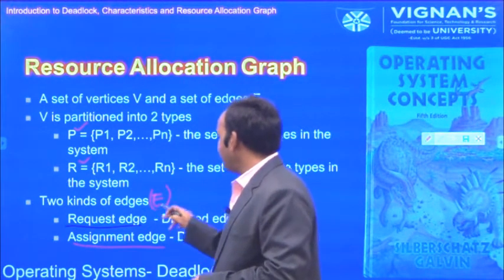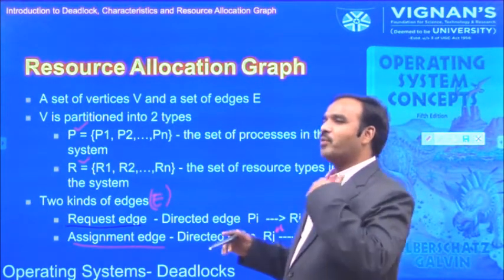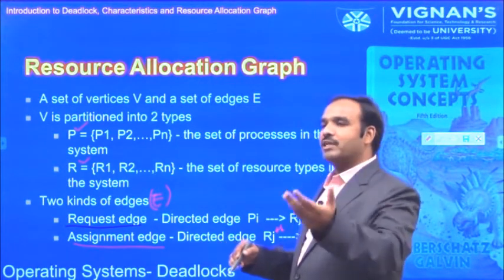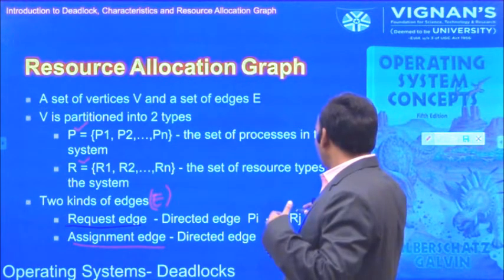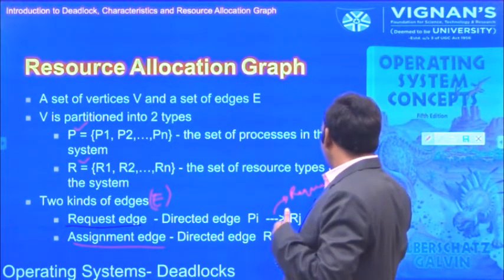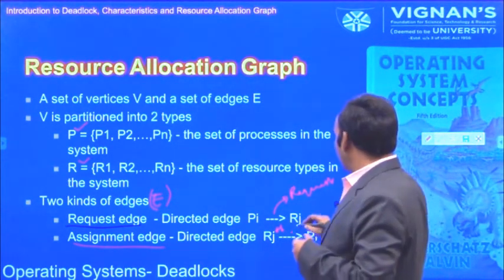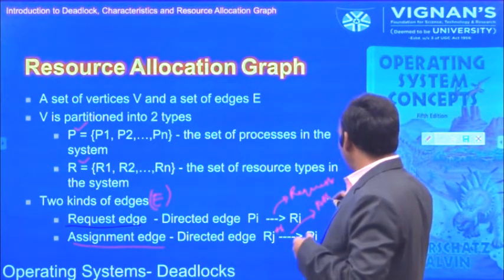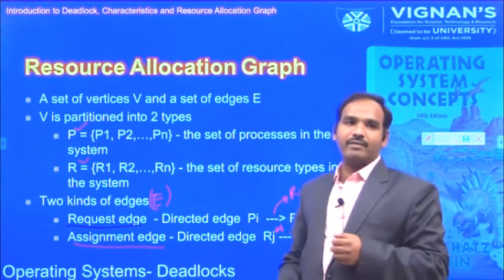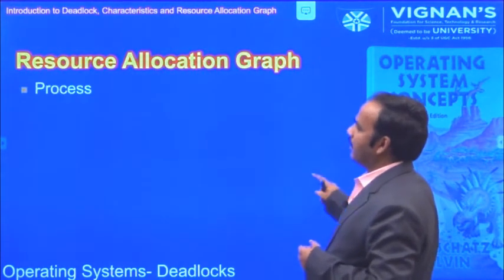Here the edges E are of two kinds. All are directed edges. One direction is from process to resource, another direction is from resource to process. If the direction is from process to resource, then that is called request. If the direction is from resource to process, that is called assignment. So this is the point you should understand from this graph.